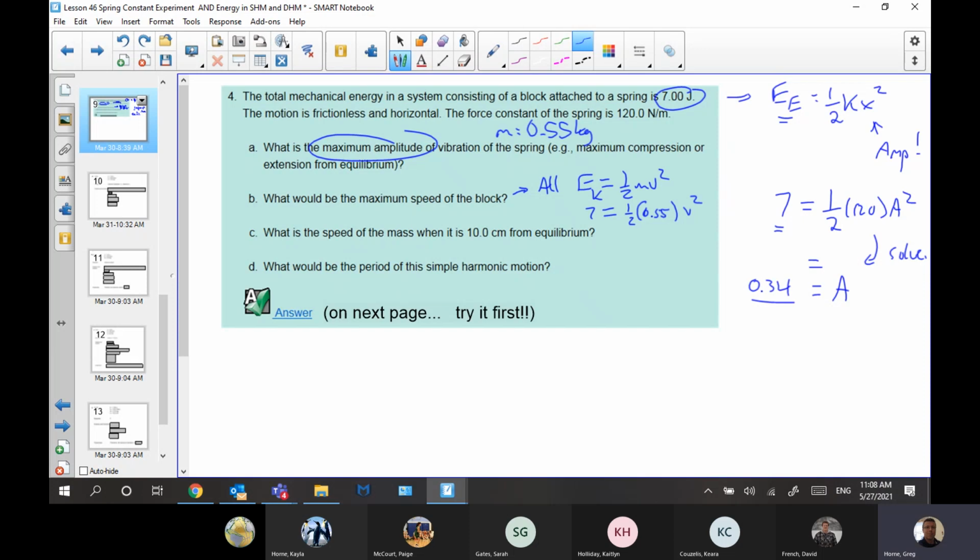So I just calculated the number there: multiply both sides by 2 and divide by 120 to get 0.34. And then for the velocity, I multiply both sides by 2, divide by 0.55, root it, and I got 5.05. If we're working with 3 significant digits, I don't know if it's 3 or 2 to be honest, we'd either call it 5.05 if there's 3 significant digits, or 5.0 if it's 2 significant digits.